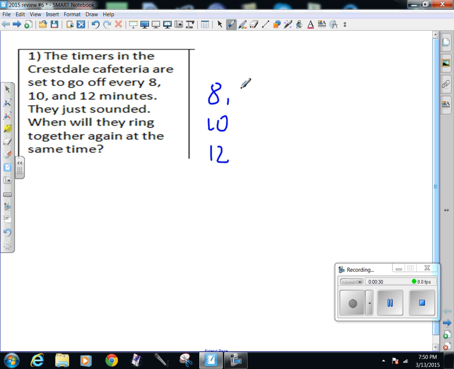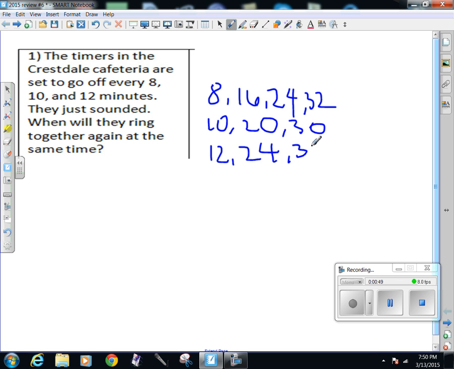And I count by 8. 8, 16, 24, 32, 10, 20, 30, 12, 24, 36. So I'm looking for when they're going to ring again at the same time for all three things.